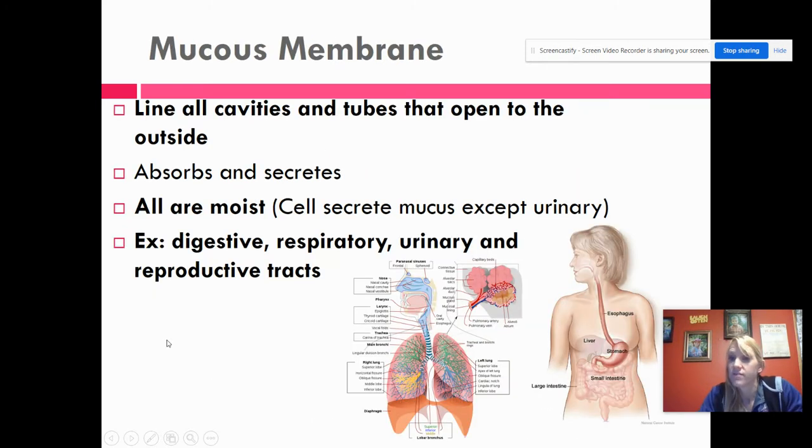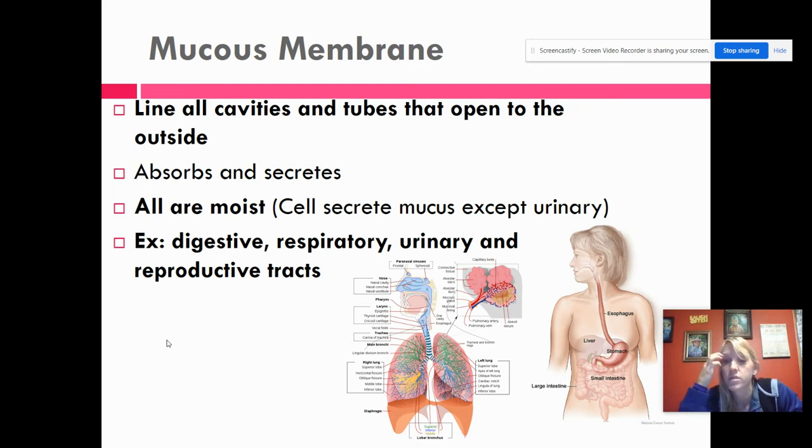The mucous membrane obviously is wet because it has the word mucus in it. So mucous membrane. It lines all cavities and tubes that open to the outside. So if you think about it, take like 1 second. Hit pause. Think about it. What systems open to the outside? Very good.